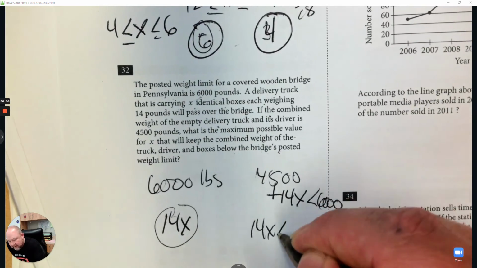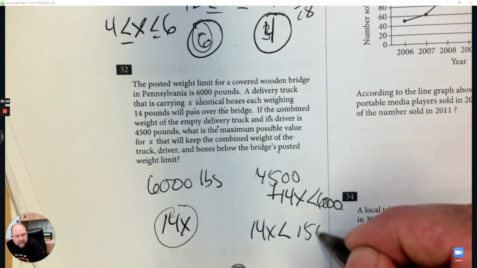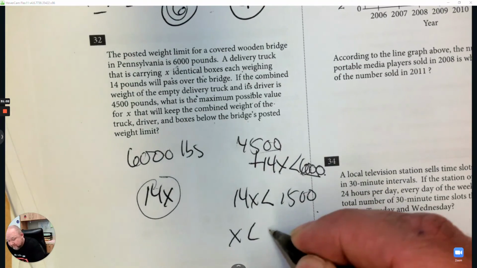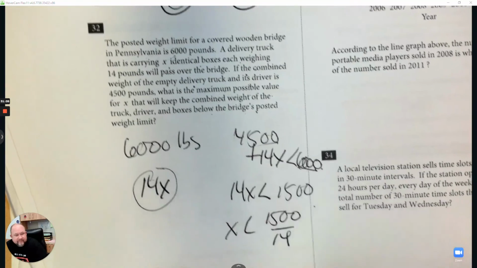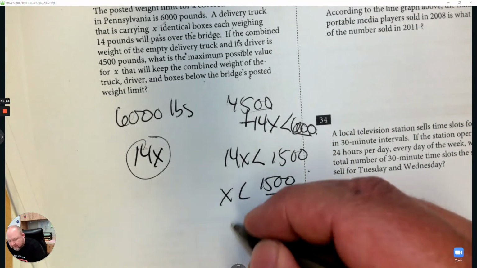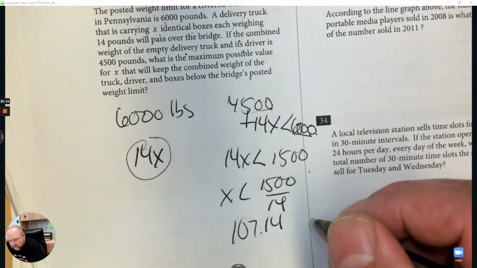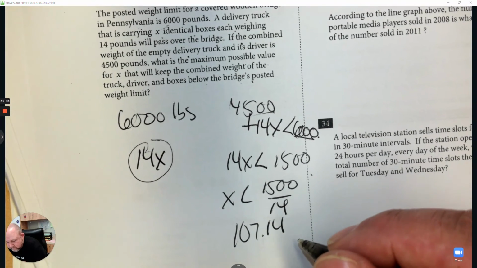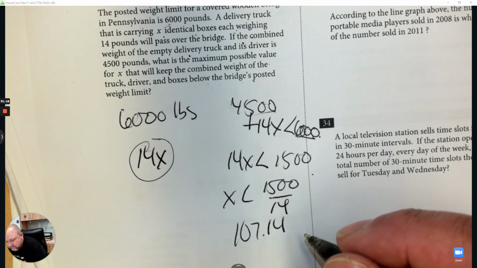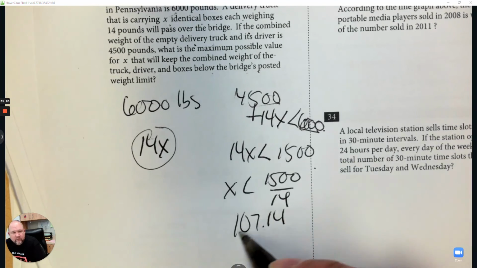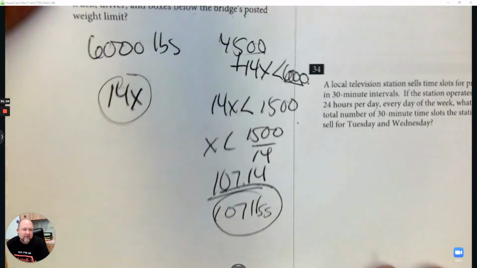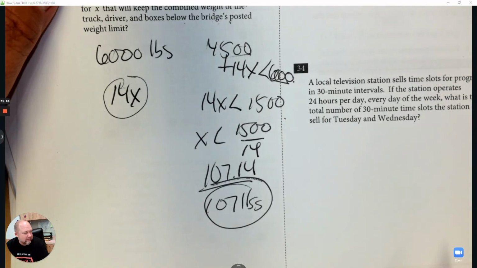So I'm going to subtract 4,500. So 6,000 subtract. I'm going to divide. And then 1,500 divided by 14 gives me 107.14. And so that could round to 107 pounds. So the maximum weight per box would be 107 pounds as an even number.